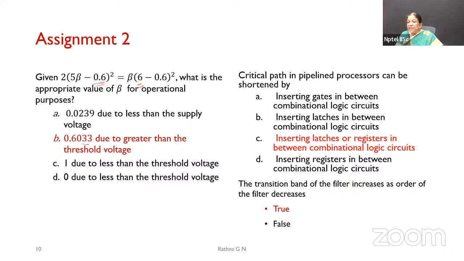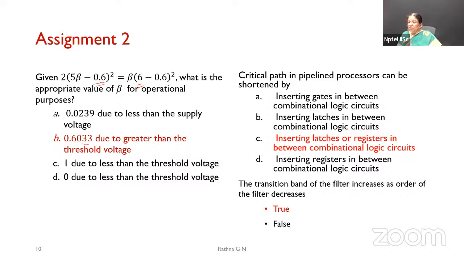And we said the critical path in a pipeline processor can be shortened. How can we do that? Inserting gates in between is not correct, and inserting latches in between combinational logic circuits is not correct. So we'll be inserting either latches or registers; both are valid. So in between combinational logic circuits is the correct answer.